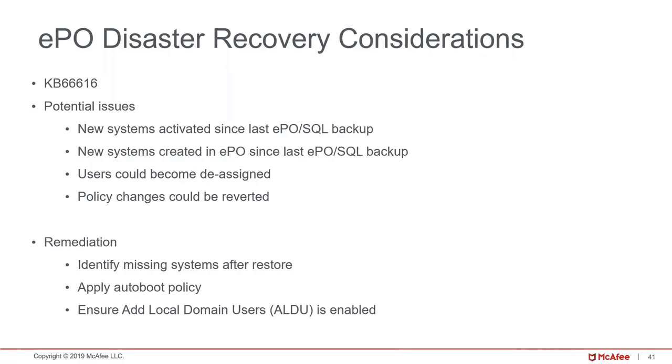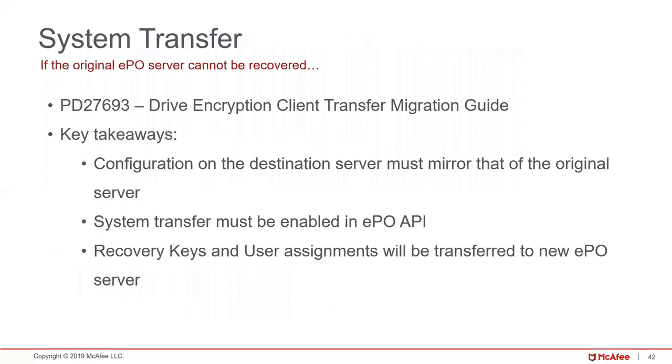The drive encryption software is designed to re-upload its recovery data in any instance where it detects a change in its machine ID or EPO server ID. So if it's going back to a recovery of the same EPO server, while it won't detect a difference in that server ID, it will get a new machine ID. You can also use the system transfer option if your original EPO server cannot be recovered.